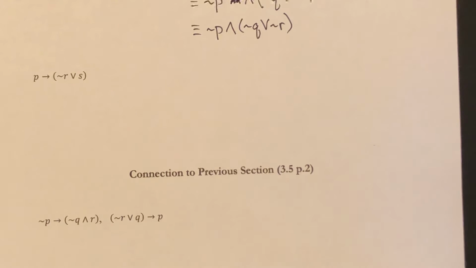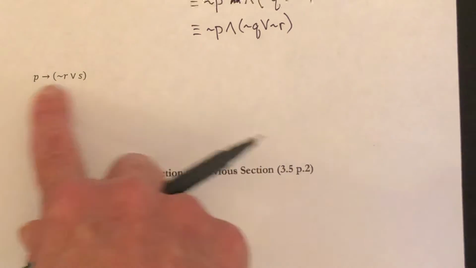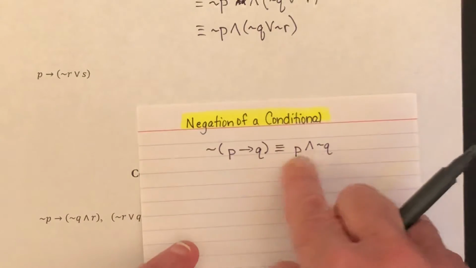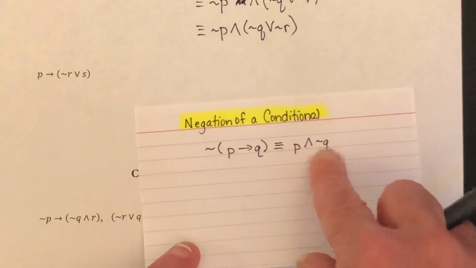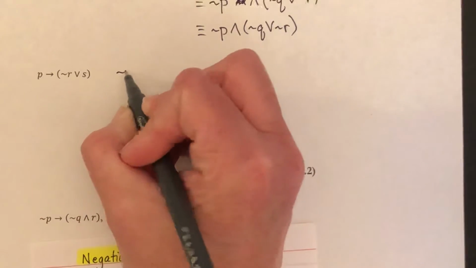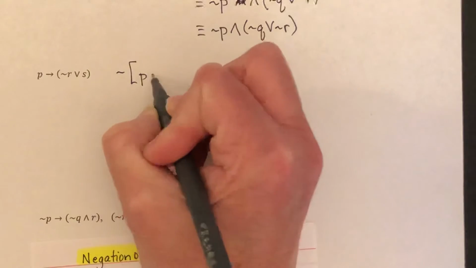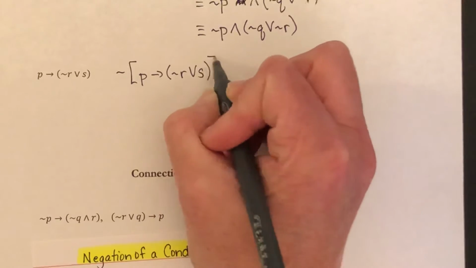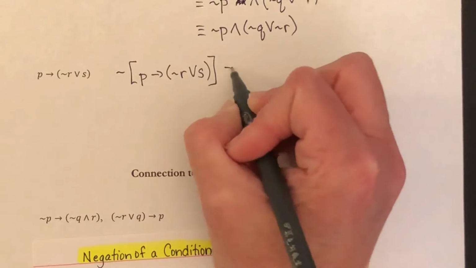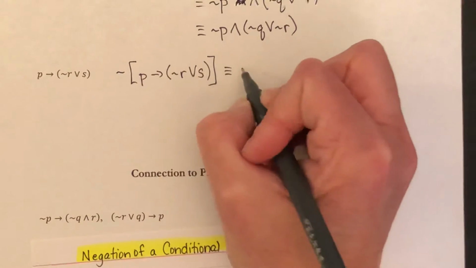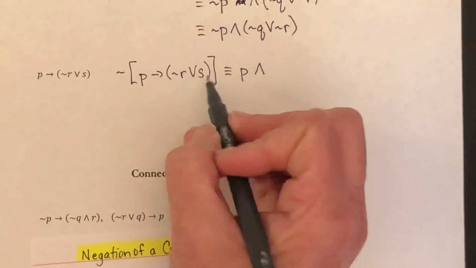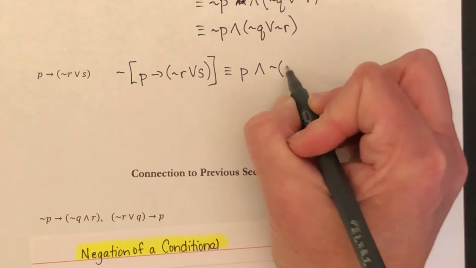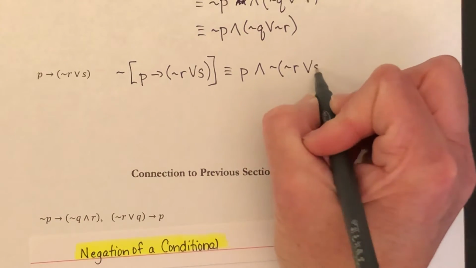So checking out this one. I again have a conditional, and I need to negate this whole thing. And how do we negate a conditional? You keep the first one and negate the second one. So the negation of all of this would be: keep the first one, P, and negate the second one. Not, keep the parentheses, not (R or S).